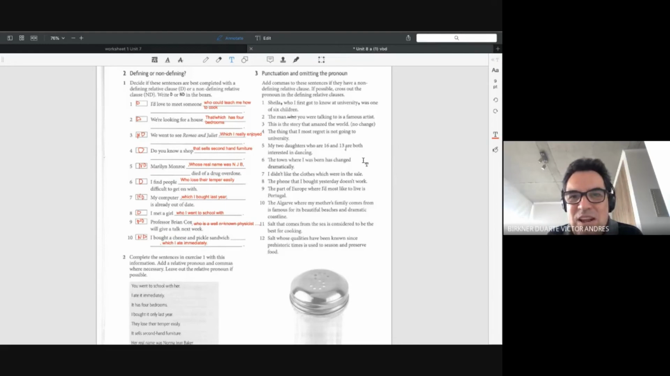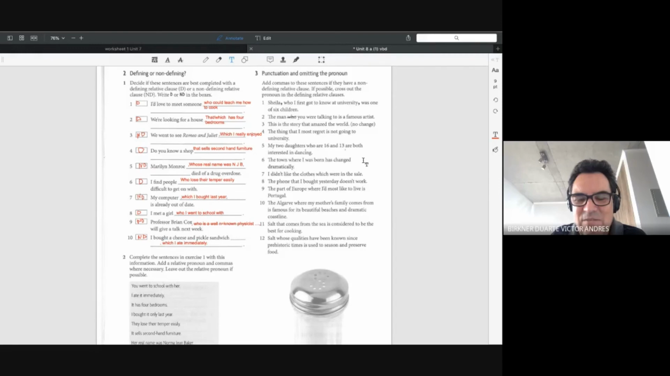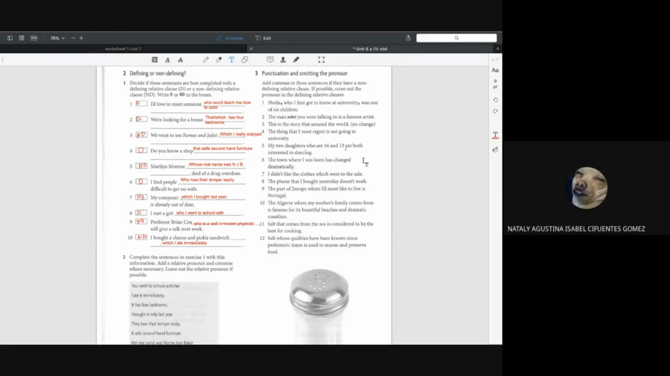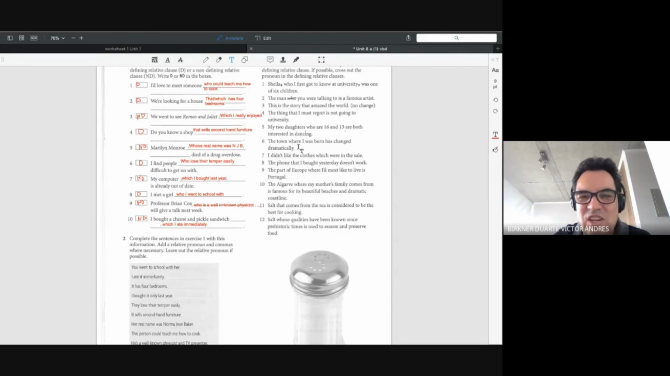The town where I was born has changed dramatically. Can I omit the pronoun there? Can I say the town I was born has changed dramatically? I think it would sound incomplete if we omit the pronoun. Yes, of course, we cannot omit the pronoun there. It is a defining clause, right? So we cannot use commas here because that is part of the sentence, the clause. Okay. So it is no change here.